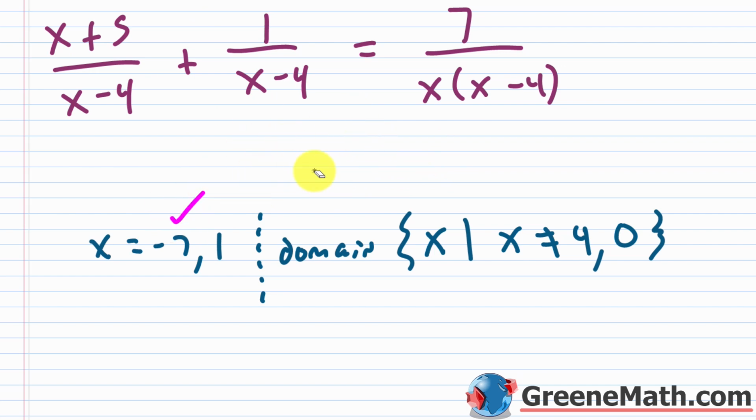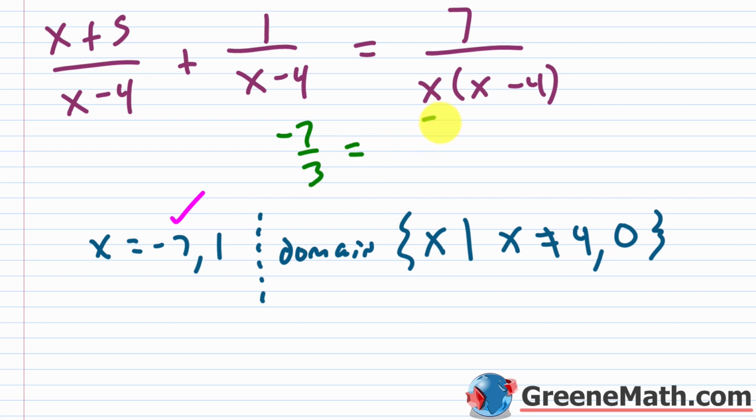Okay, let's check 1. I think that'll be actually a little bit easier. So 1 plus 5 is 6 over 1 minus 4, which is negative 3. So 6 divided by negative 3 is negative 2. Then plus, you have 1 over 1 minus 4, which is going to be negative 3. So basically for this one, I'll shift this up here to a minus. So I'll put this negative 2 as negative 6 over 3. And then negative 6 minus 1 is negative 7. So this is going to be negative 7 over 3.